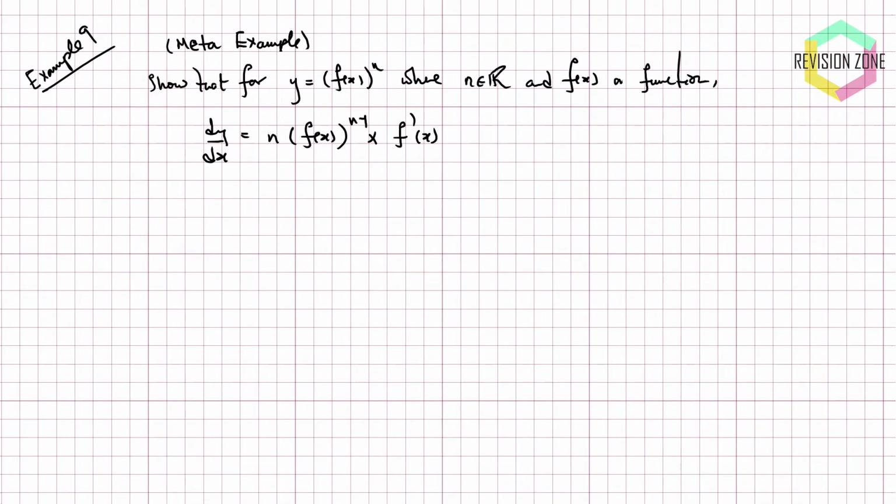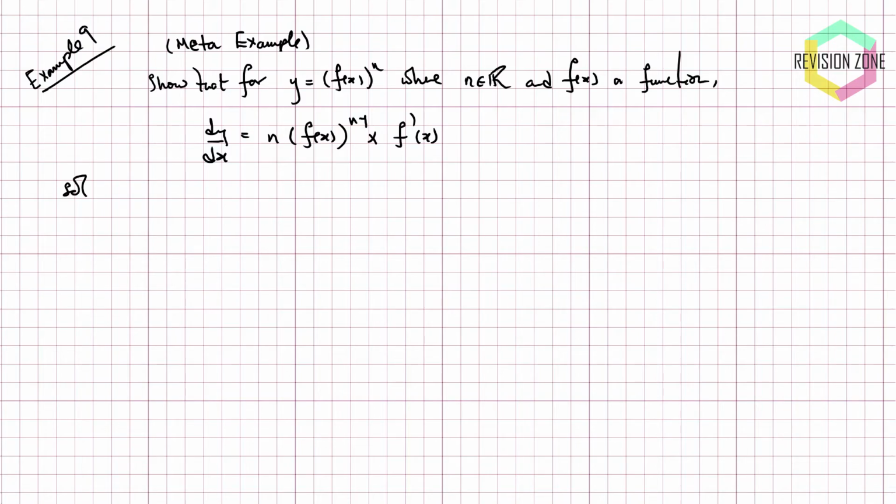So let's take a look at example 9. This is what's called a meta example. In other words, it's an example that you can use to construct lots and lots of examples. In this case, we have a function y, which is made by taking some function f and raising it to some power n, where the power can be any real number. What we have to show is that there's a formula for differentiating a function of the form we were given initially. It doesn't matter what f is, we can always use this formula for anything we'll see on the A-level syllabus.